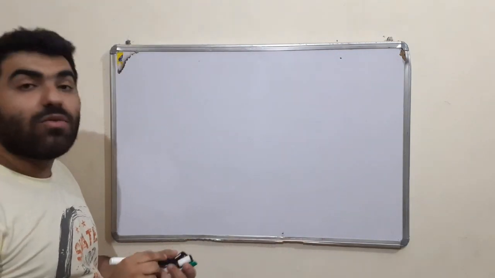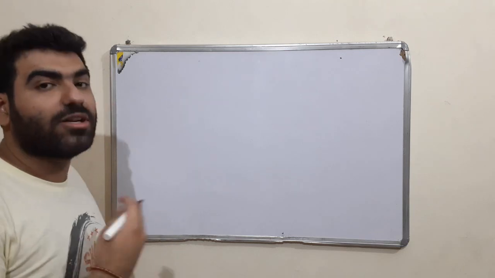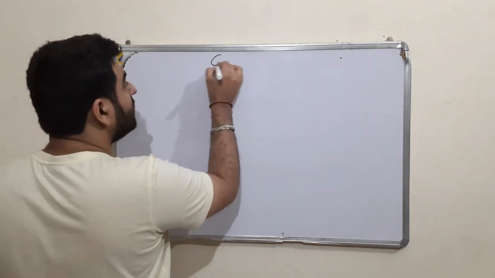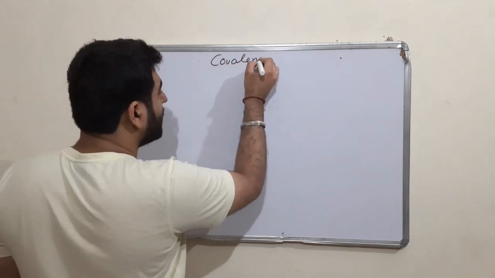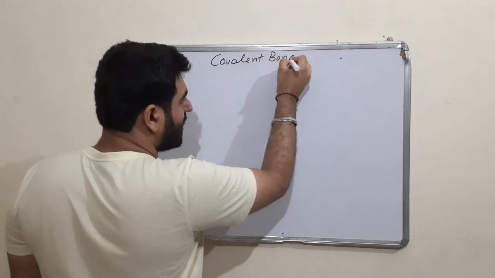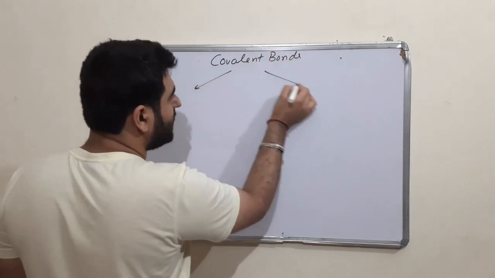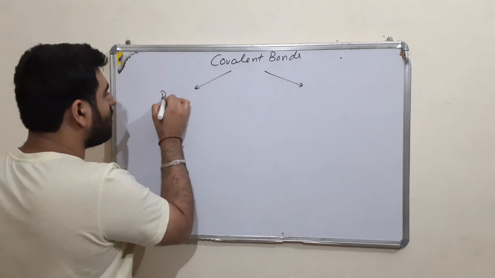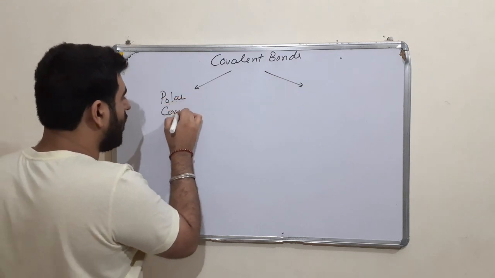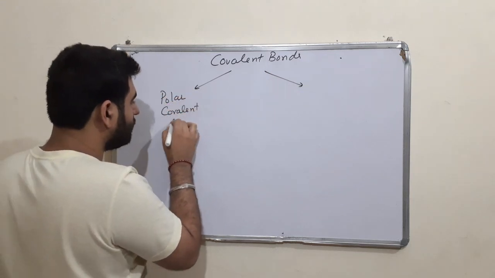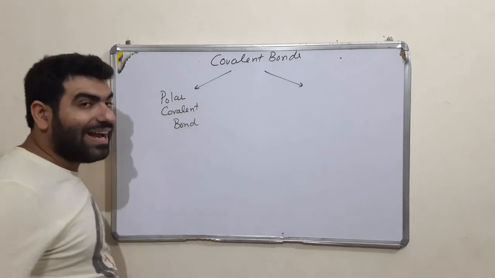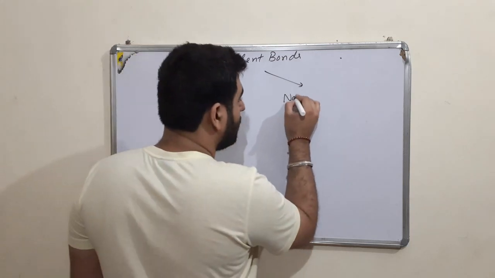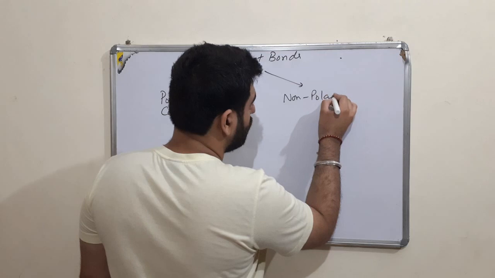Just I am telling you what we are going to plan for the next video. These covalent bonds are of 2 types. One is the polar covalent bond and the other is the non-polar covalent bond.